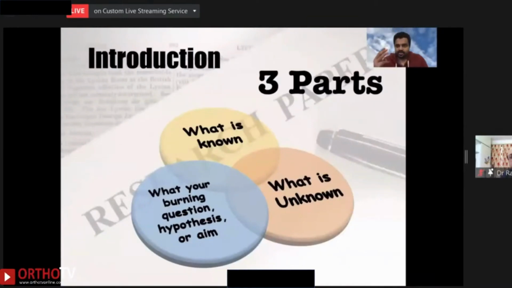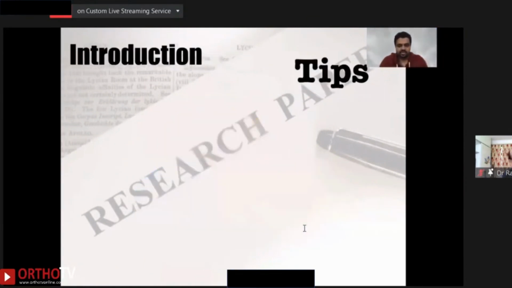It can be divided into 3 parts. The first part is what is known about that particular research topic, what is unknown, and then the bridge between them. We introduce them: okay, we know about such things in the literature. For example, we are doing a PRP study. What is known? We will tell, okay, PRP, we know the clinical results are this, and then now the variables. Suppose we want to find whether there is an effect on dose, then we introduce the unknown thing. And then the hypothesis. Always the introduction's last part should be the aims or the hypothesis.